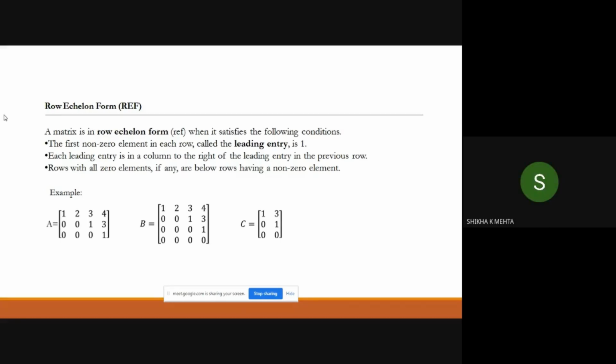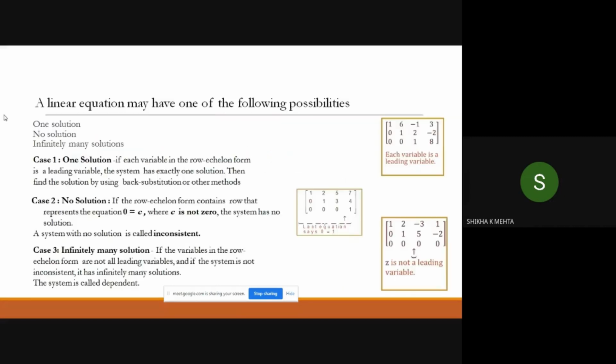Yes? Okay. So for a linear equation, we have discussed that it may have any one of these solutions. Case 1: it has one solution. If each variable in the row echelon form is a leading variable, the system has exactly one solution. Then find the solution by simply using back substitution or other methods.